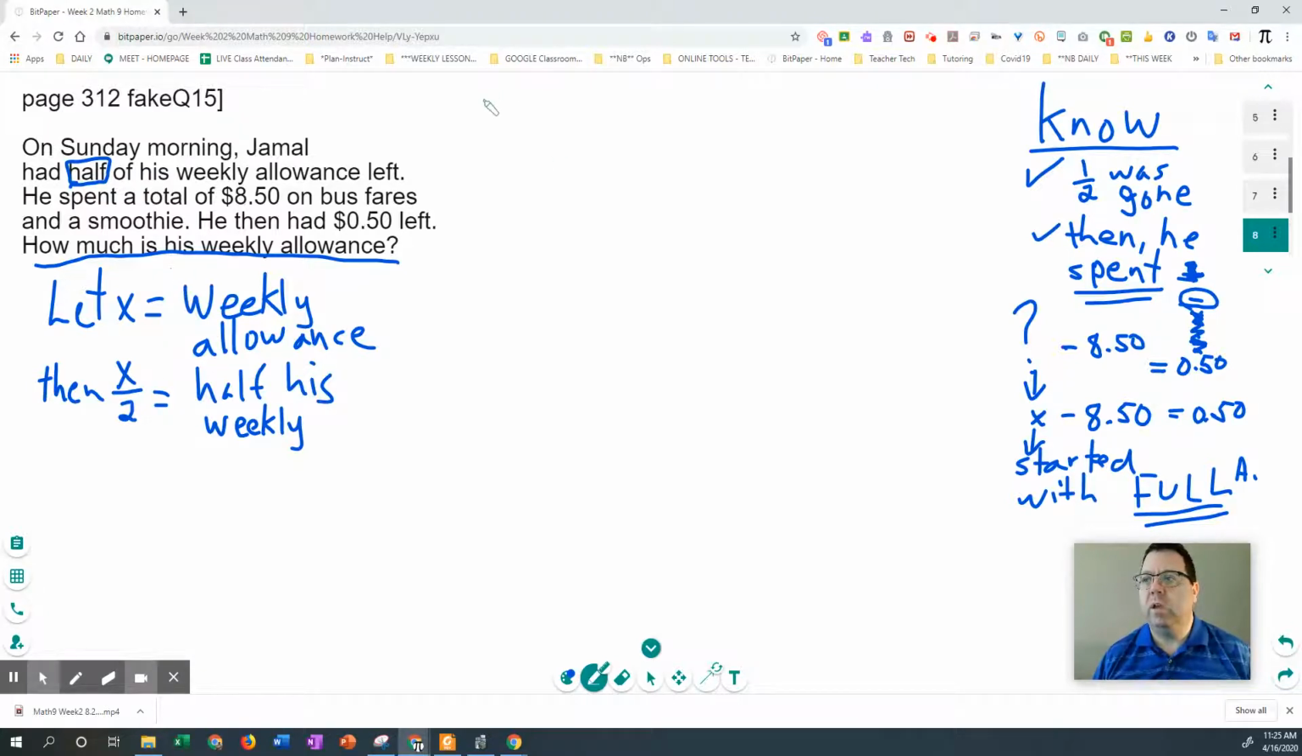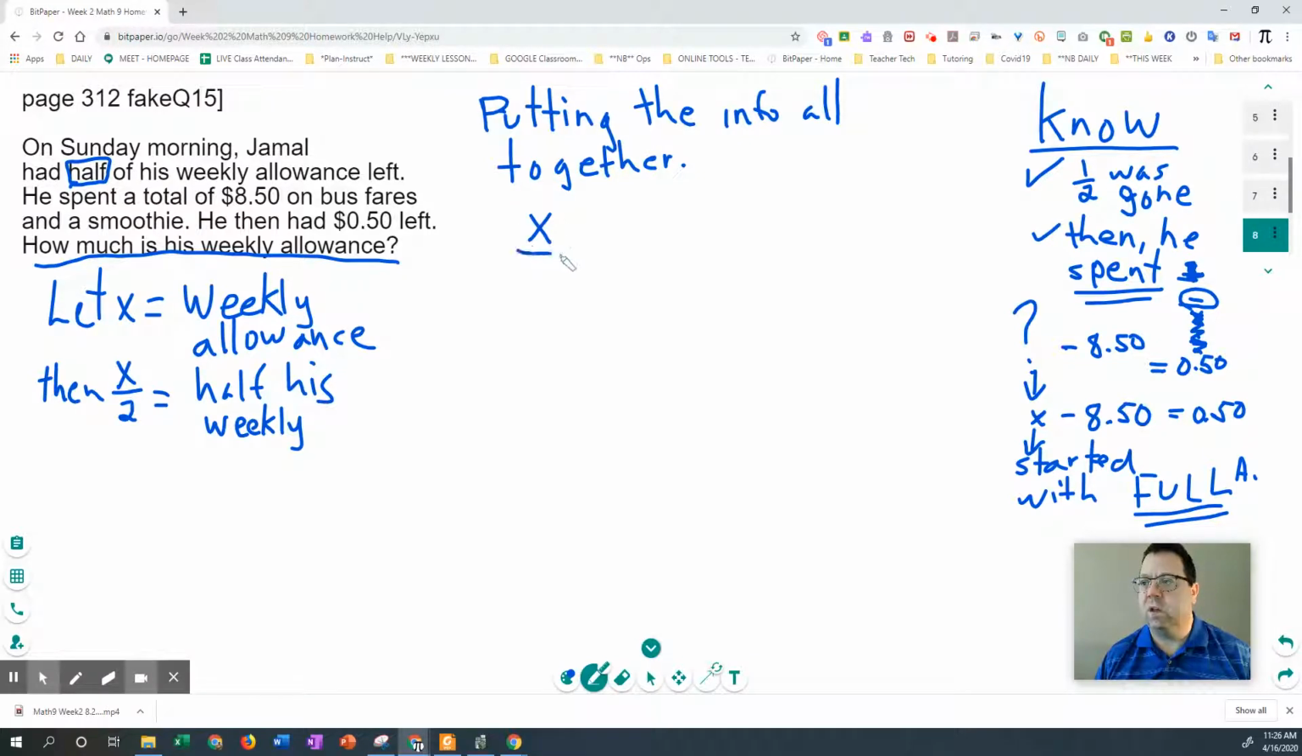So maybe we could put it all together now. Putting the info all together. What did he start with on Sunday? He started with half his allowance. Sunday morning, he had half his allowance.